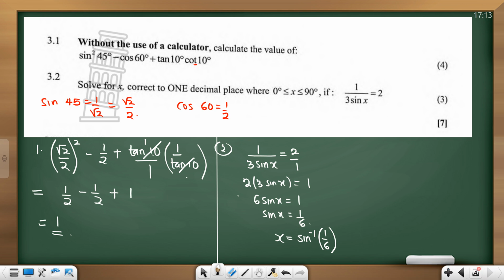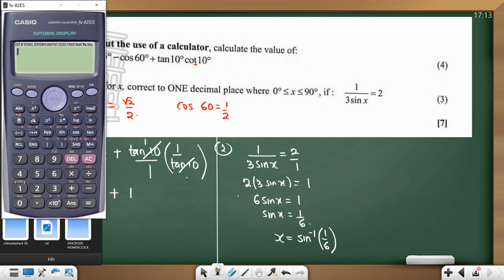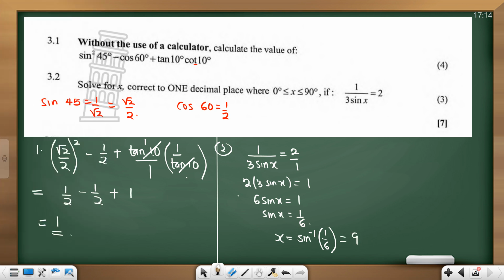All right? Go to my calculator. It is shift and sine of 1 over 6. We close the bracket and you are done. 9.59 degrees. We are done. 7 marks.